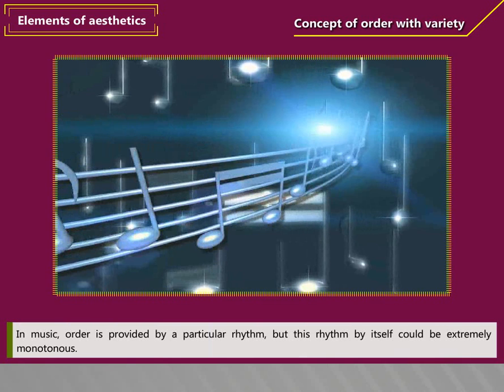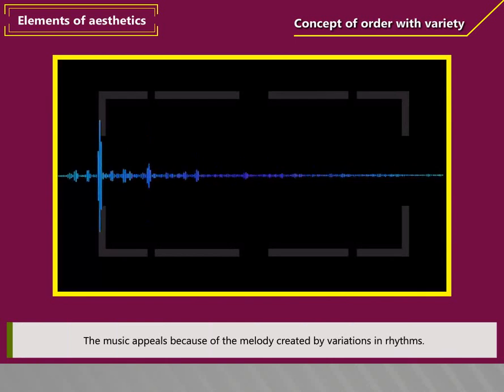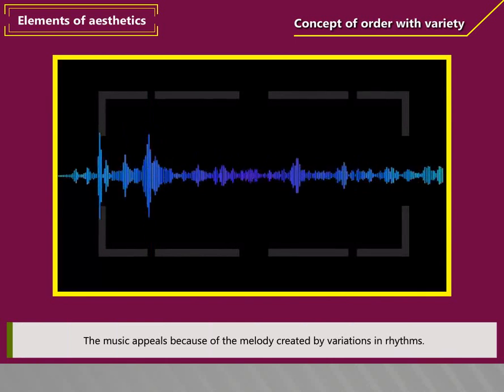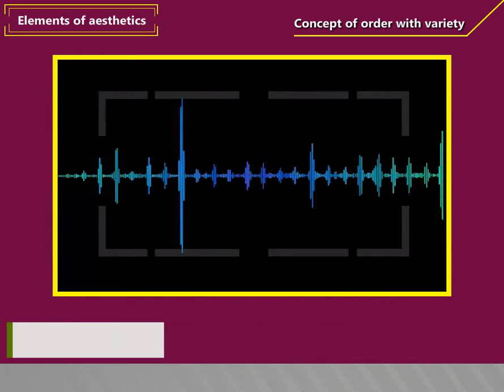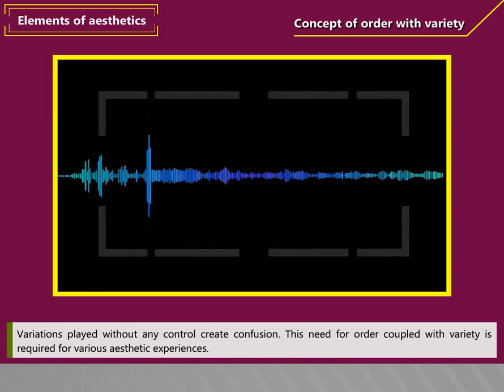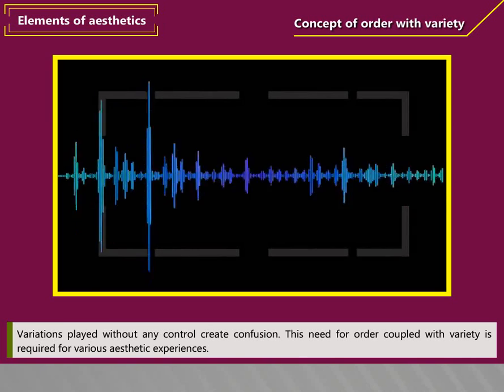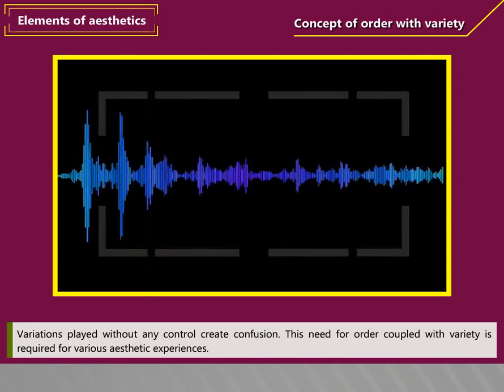In music, order is provided by a particular rhythm, but this rhythm by itself could be extremely monotonous. The music appeals because of the melody created by variations in rhythms. Variations played without any control create confusion. This need for order coupled with variety is required for various aesthetic experiences.